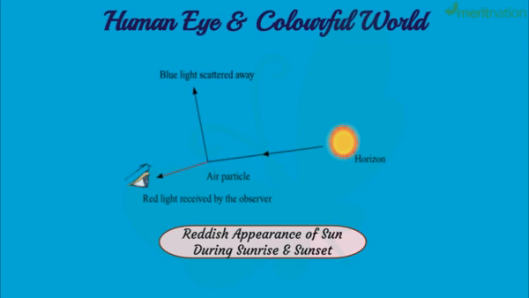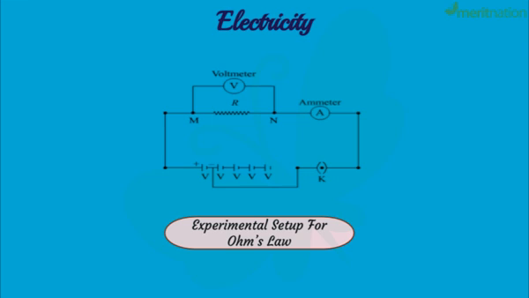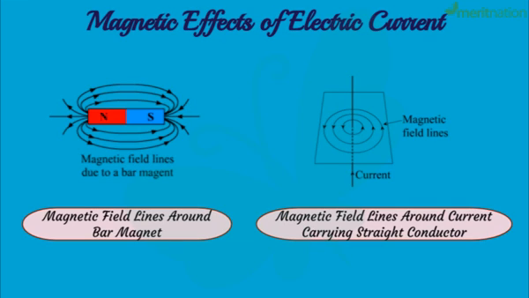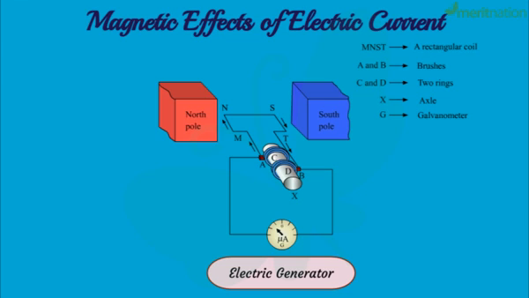Now, in the chapter Electricity, only one diagram is important, and that is the experimental setup for Ohm's law. In the chapter Magnetic Effects of Electric Current, you could be asked to draw the magnetic field lines around a bar magnet or a current-carrying straight conductor. Also, a diagram-based question from this chapter can be framed on the construction and working of an electric generator.